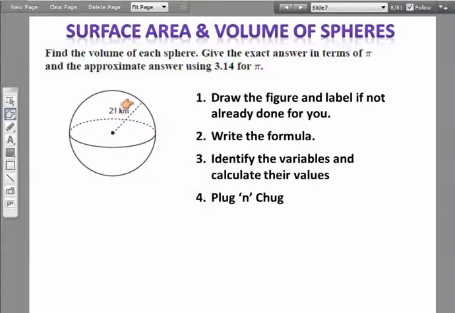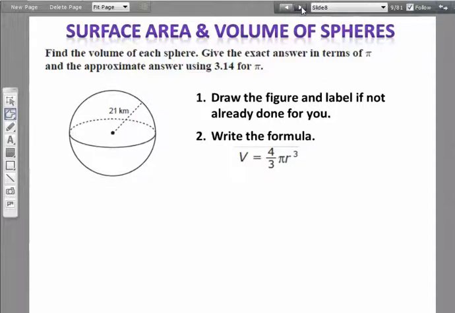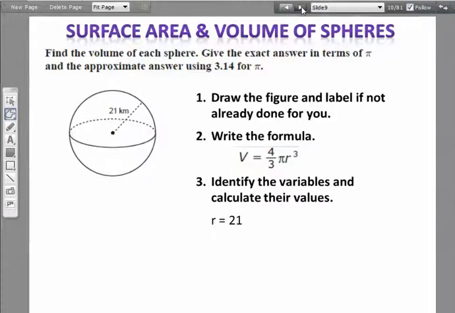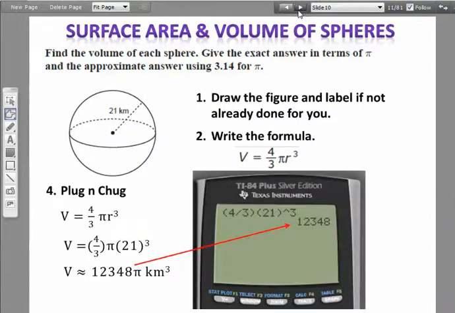In this one, they've told us the radius is 21. So there's my formula, 4/3 pi r cubed. The only variable you're going to have to worry about in this formula is r, the radius. So we know that r is 21. So now we just plug and chug.